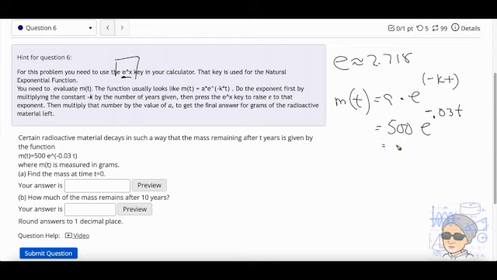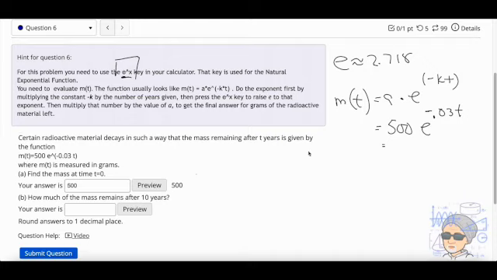That one's easy, because if t is equal to 0, then that exponent becomes 0. And if that becomes 0, this is just e to the 0. And if e is to the 0, that's 1. Therefore, the answer for here is the easiest one of all. It is 500. That's all you have to put there. Okay. How much of the mass will remain after 10 years?